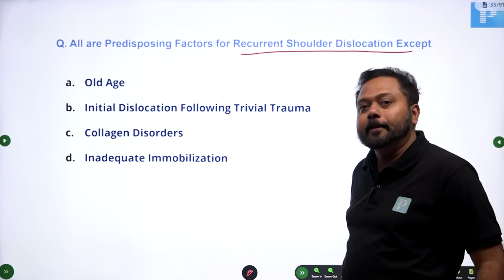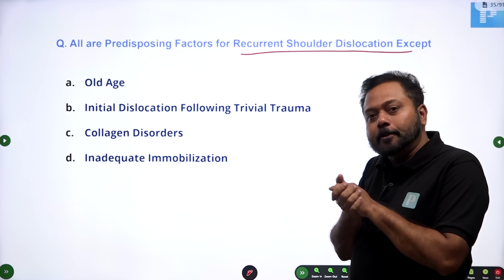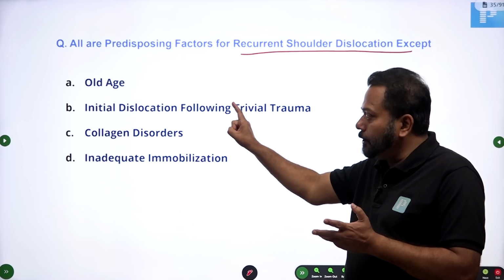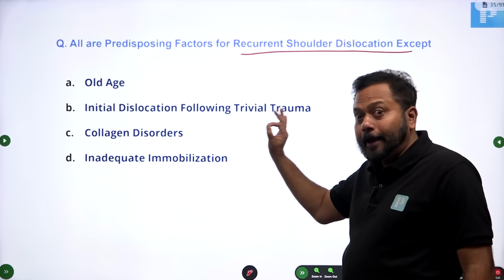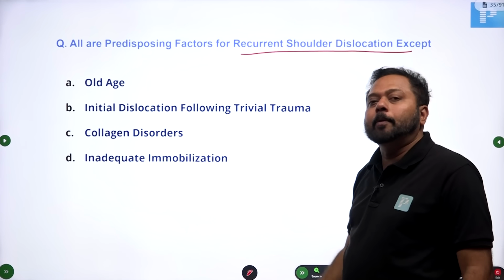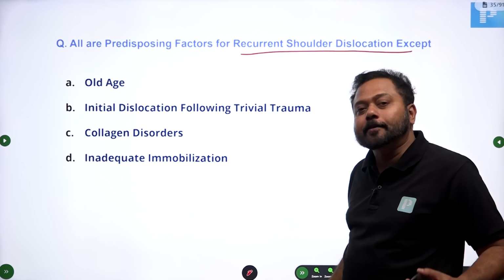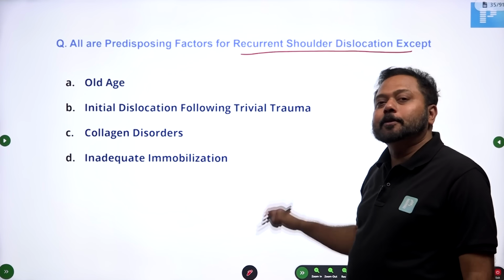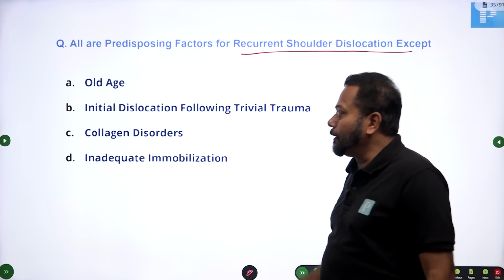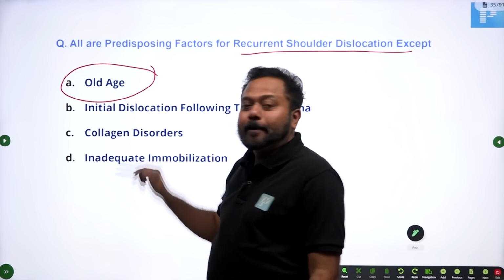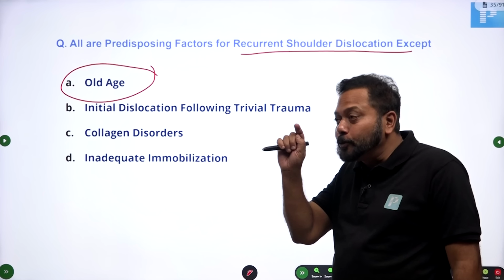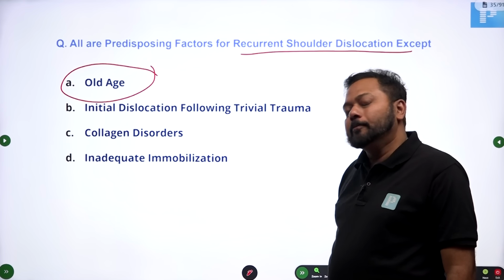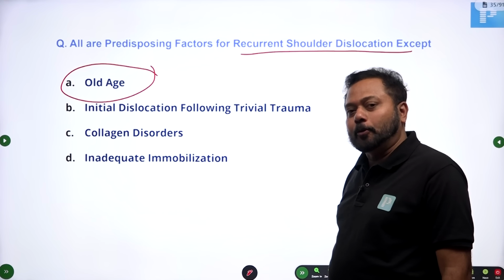Already they are asked a different question. So all are predisposing factors except old age, initial dislocation following a trivial trauma, collagen disorder, inadequate immobilization. By this time you would have guessed the answer. All are predisposing factors for recurrent shoulder dislocation except old age, because young age is the predisposing factor. In old age only capsules will get torn, so most of the time they won't go for recurrent shoulder dislocation.